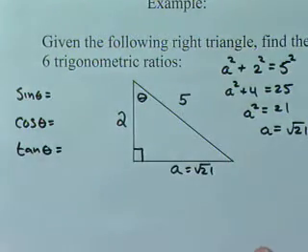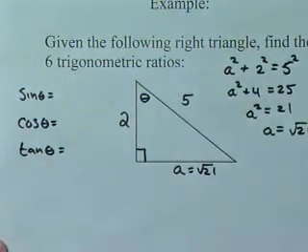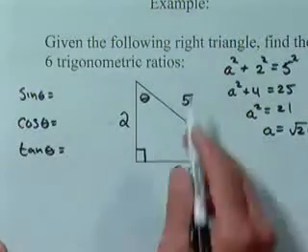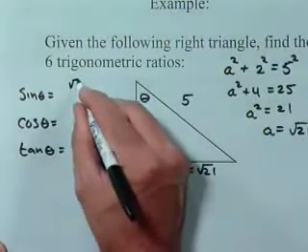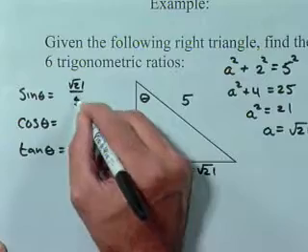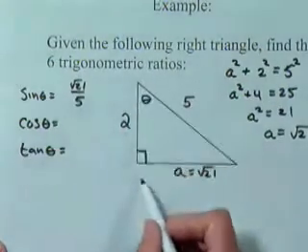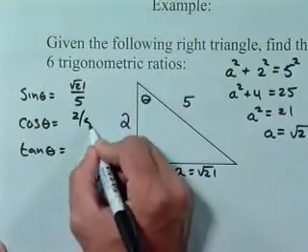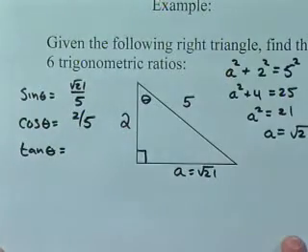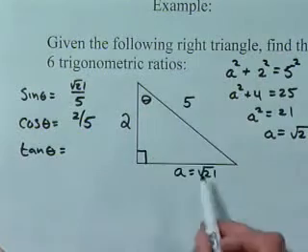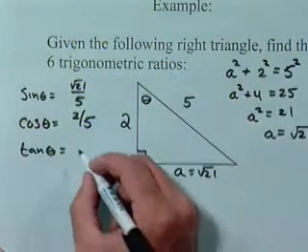Okay, so let's find these 3 first. Sine, that's opposite over hypotenuse, so opposite is square root 21 over 5. Cosine theta is adjacent over hypotenuse, and tangent is opposite over adjacent.